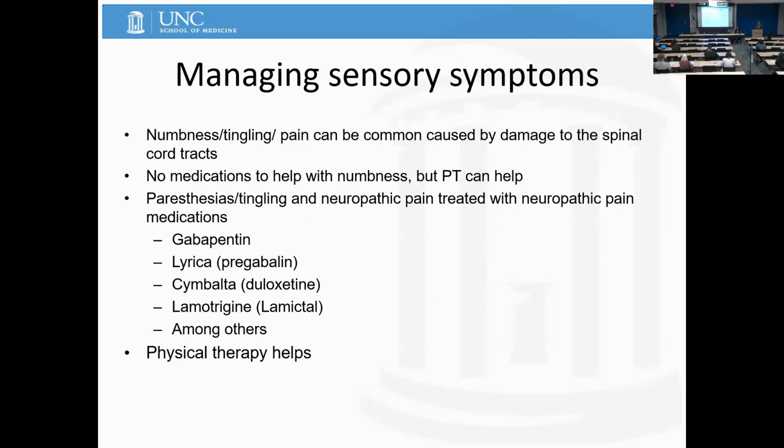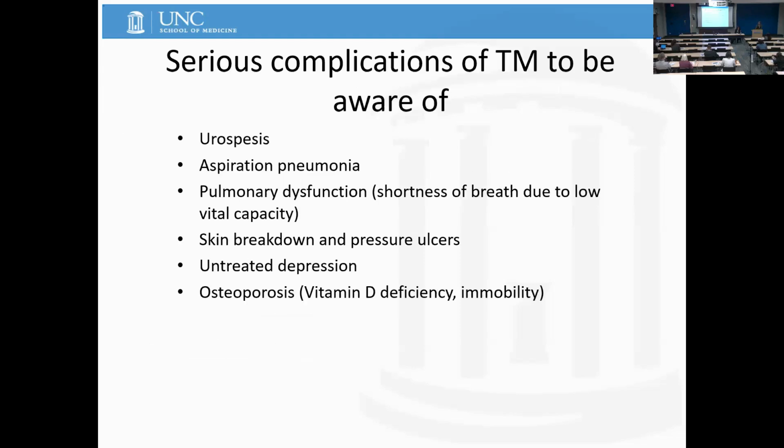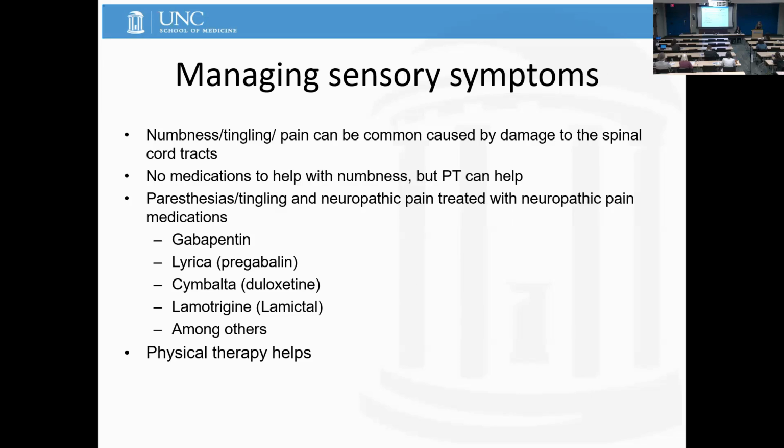So managing sensory symptoms, I'm not going to get too much into this, but again, a lot of patients can have numbness, tingling, or neuropathic pain because of the damage to the spinal cord tracts due to inflammation. So there are no medications specifically to help with numbness, but there are medications to help with paresthesias and tingling or neuropathic pain, and I list them there, but I'm sure we're going to hear about them in a little bit. So gabapentin, Lyrica, Cymbalta, lamotrigine, and others. And physical therapy can sometimes help as well. And then again, we'll hear a lot about the motor complications of TM, bowel, bladder management, so I won't get too much into that in this presentation.